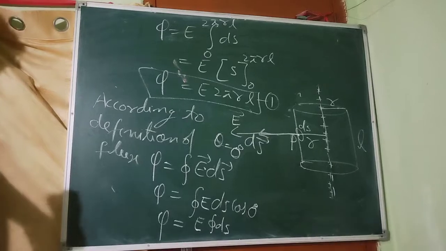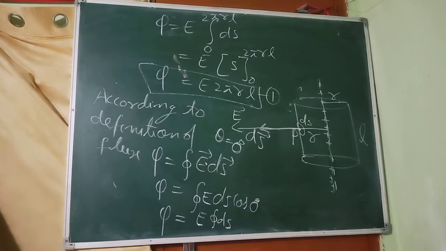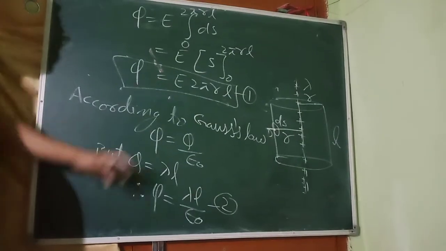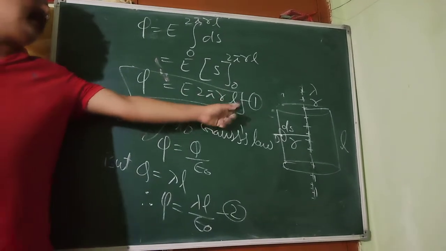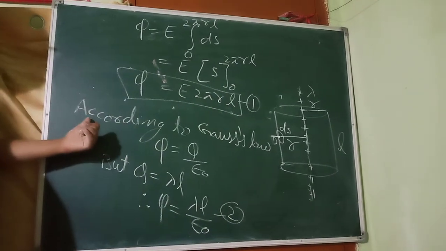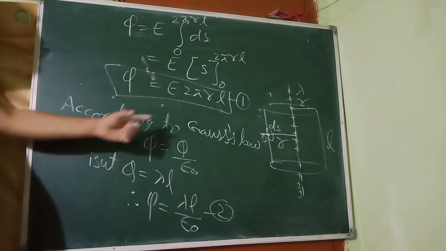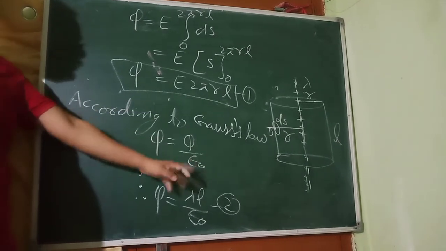This we have got. So from the definition of flux, what we got? Phi is equal to E into 2 pi r L. Now we are going to apply the Gauss law. According to Gauss law, phi is equal to Q by epsilon naught.